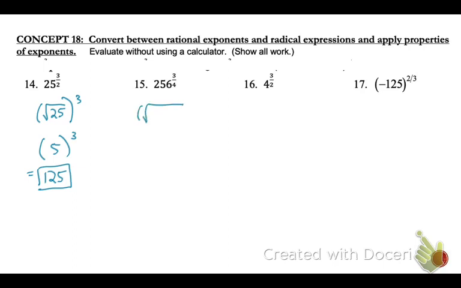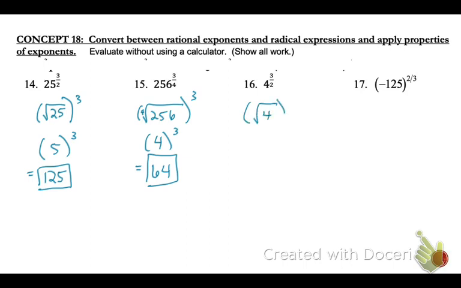So start by rewriting that as the 4th root of 256 raised to the 3rd power. Take the 4th root of 256, which is 4. Then take 4 and raise it to the 3rd power, which is 64. So see, we start with the root first and then the power. Number 16, 4 to the 3/2 power.